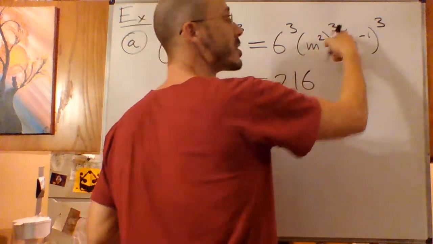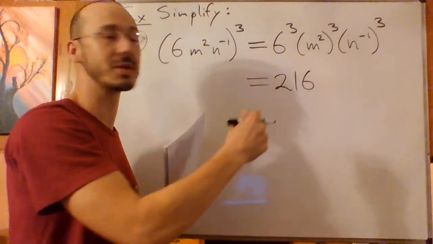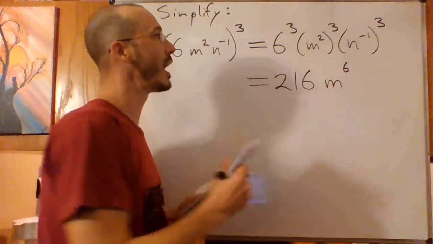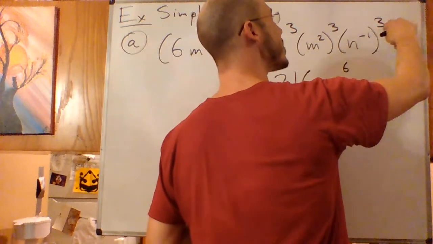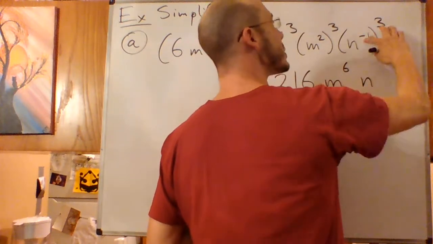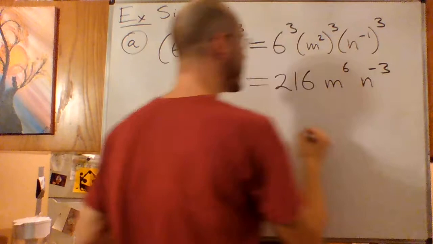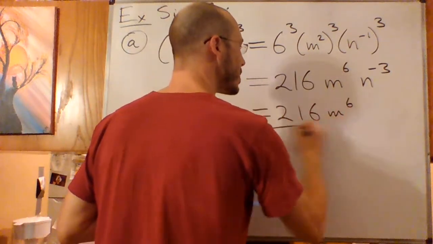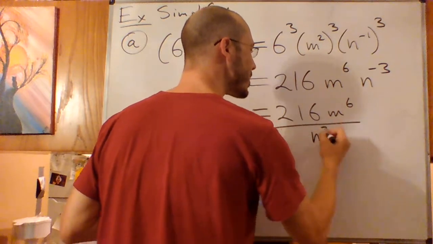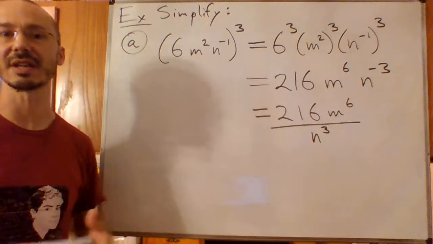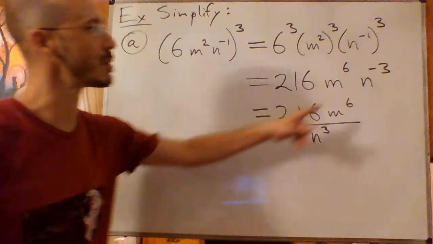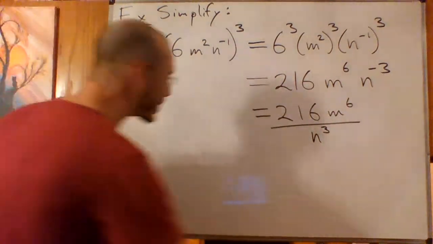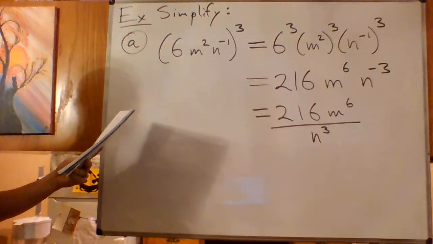M squared to the third, that's a power of a power. That's where I need the power rule. That's m to the sixth. And n to the negative 1 to the third, that's n to the negative 1 times 3, which is negative 3. The only thing I need to do to get that completely simplified is to write that as n to the third in the denominator, so as to avoid a negative exponent. I've got another example that's similar to this one.